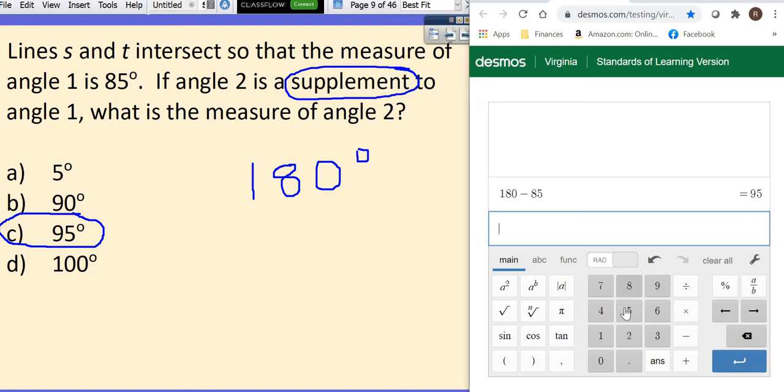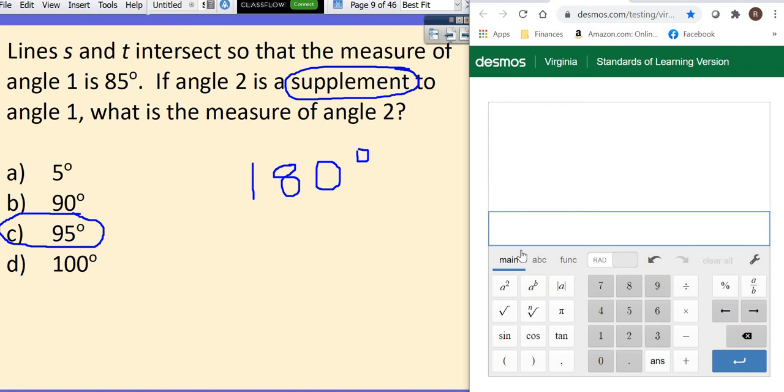You can check that again. 85 plus 95. Okay, oops, I didn't put an 8 here. That was the problem. 85 plus 95 is 180. Okay, so you know that that's how you get it.